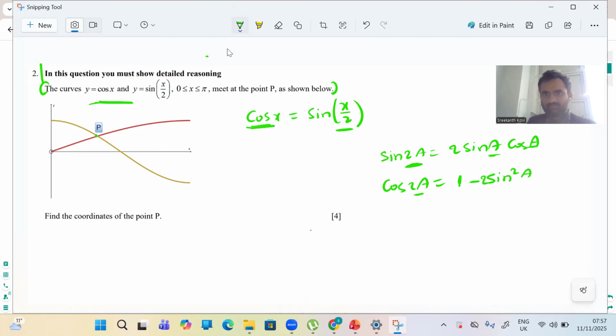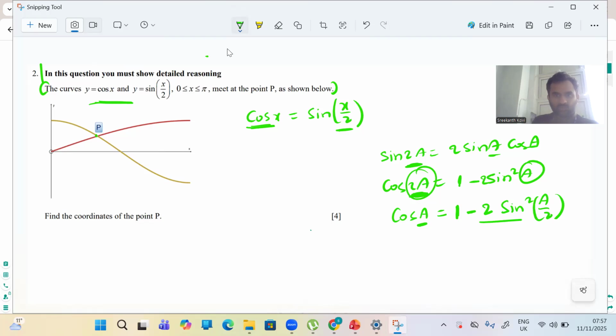Suppose you have cos A in this case, understand the pattern. 1 repeats as it is, minus 2 repeats as it is. The only thing that changes is this angle should become half here. If it is 30, it would become 15. If it is 60 here, it would become 30. If it is A, it would become half of A, 2 sin square A divided by 2. And then you would replace that here. So cos x, since the question is in terms of x, you write in terms of x: 2 sin square x divided by 2 is equal to sin x divided by 2.